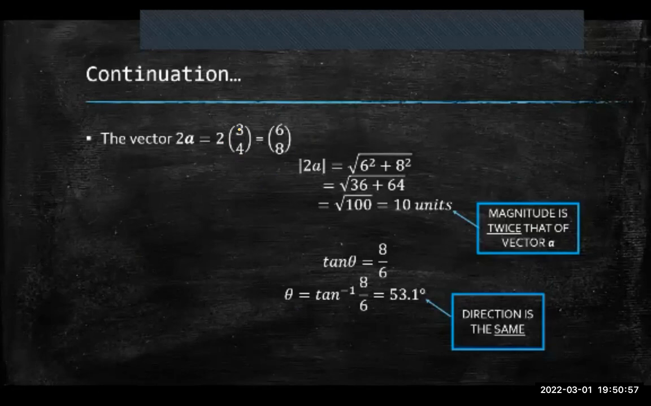How did I do that? 3 by 2 is 6. 4 by 2 is 8, right? See this 2 right here? This is called a scalar value. That's what we mean by scalar multiplication.